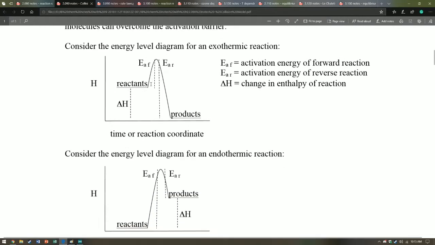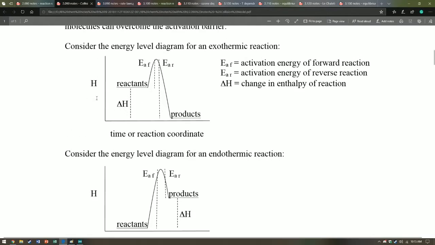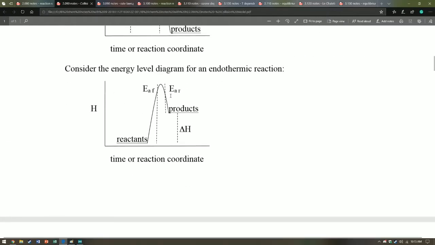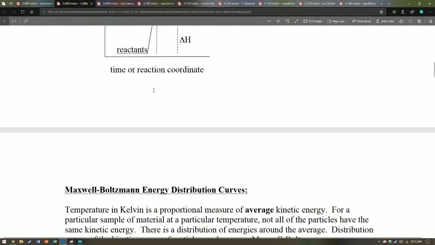So if we consider this energy level diagram, here's the activation energy of the forward reaction, here's the activation energy of the reverse reaction. This is delta H, this is time, this is enthalpy or potential energy on this axis here, and you can do the same thing for an endothermic reaction.